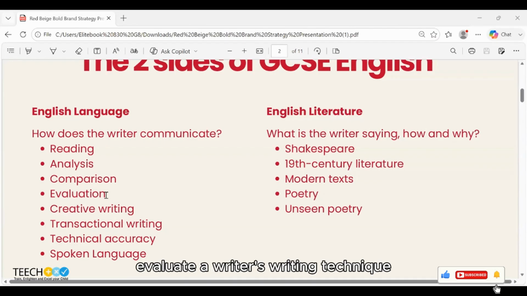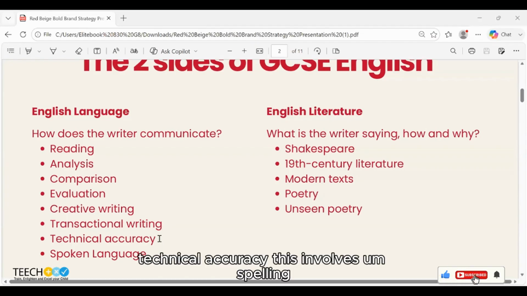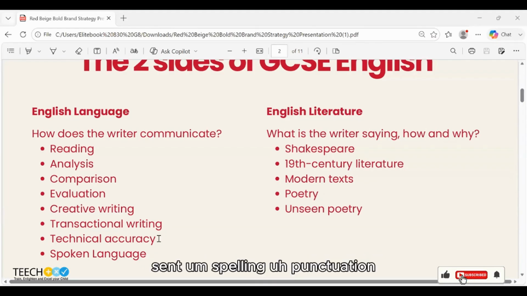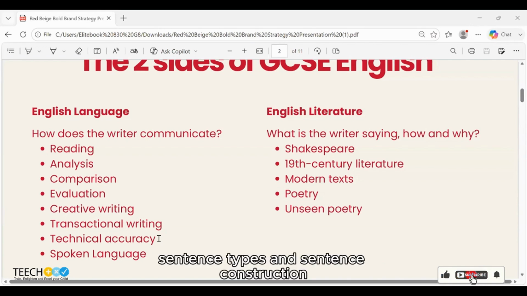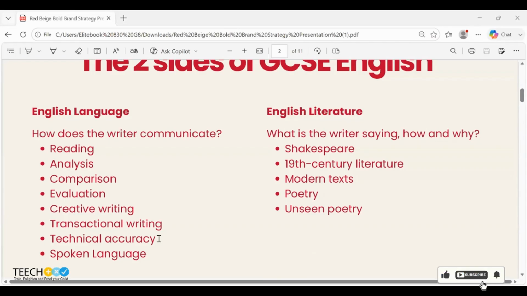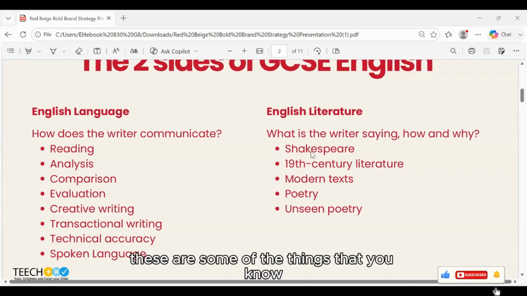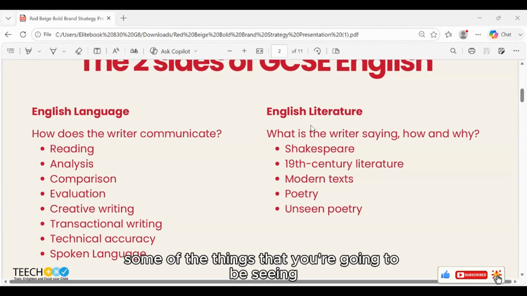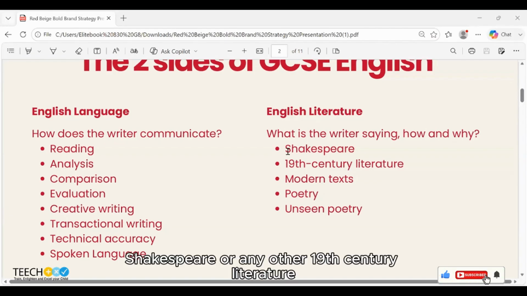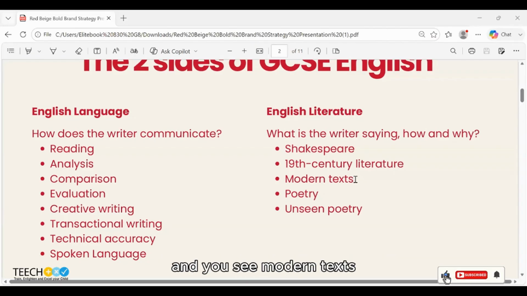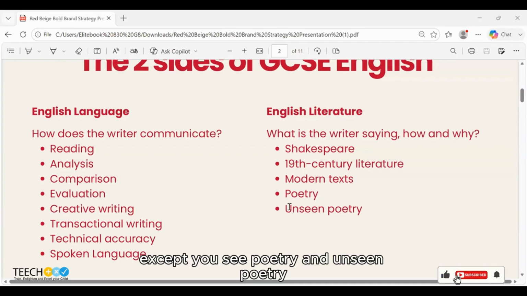Then evaluation: evaluate a writer's writing technique, creative writing, transactional writing, technical accuracy. This involves spelling, punctuation, sentence types, and sentence construction. Okay, and then spoken language. Now, for English literature, these are some of the things that you're going to be seeing questions on. Shakespeare or any other 19th century literature. And you see modern text excerpts, you see poetry and unseen poetry.